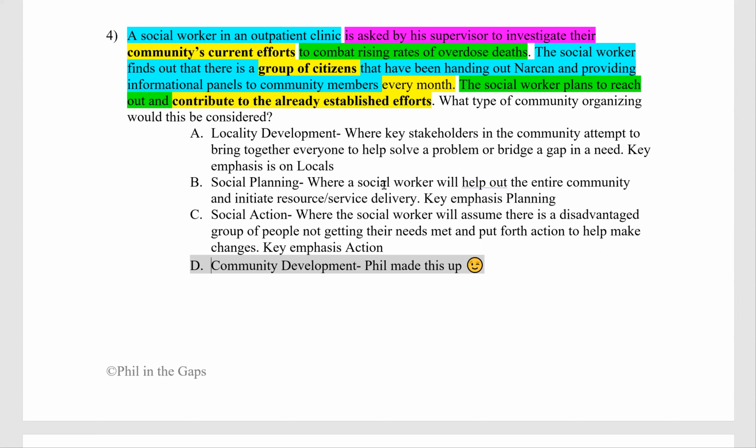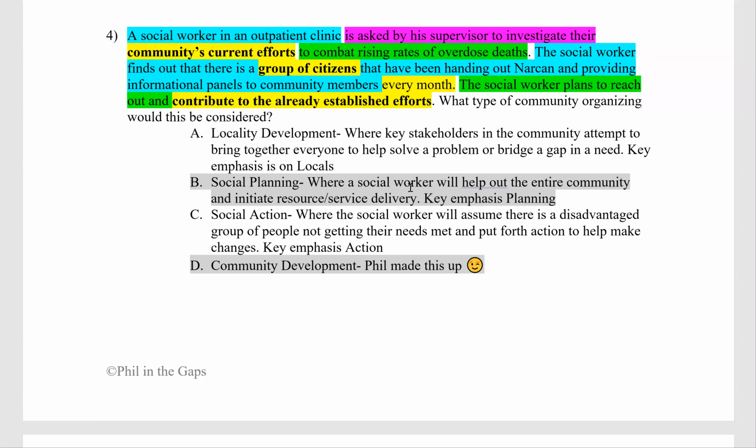We're also going to rule out B. Why? Because social planning, we investigated. The community already has something rolling. So we can't just join and say we're going to replan this entire thing because it's already established. People are doing it and we're looking to contribute to the already established efforts.